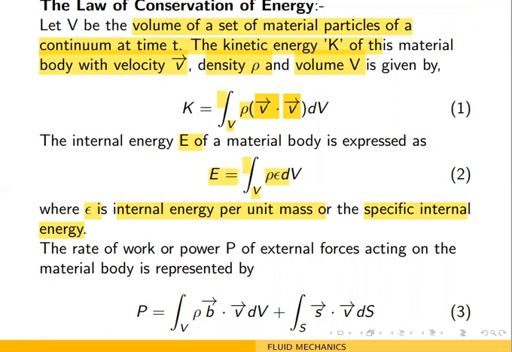Okay, so this half is missing in equation 1. K is half into m v square, no? So that half is missing in equation 1. Let me write that half.